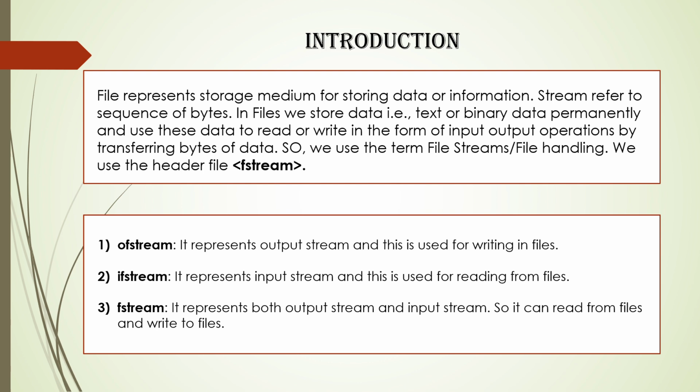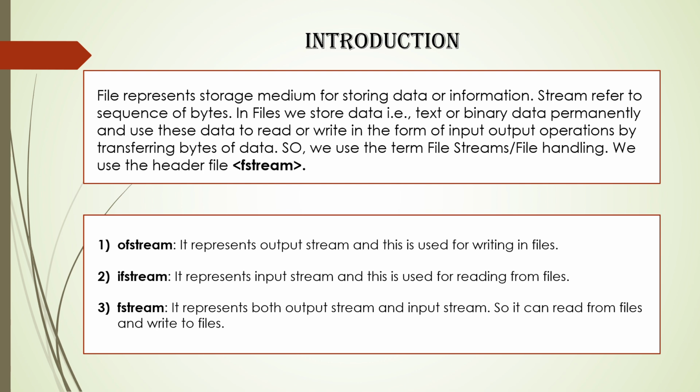A stream refers to a sequence of bytes. That is, we can say it is an abstraction that represents a device on which input and output operations are performed. It can basically be represented as a source or destination of characters of indefinite length. In files, we store data, that is, text or binary data permanently, and use this data to read or write in the form of input and output operations by transferring bytes of data. So, we use the term file streams or file handling.